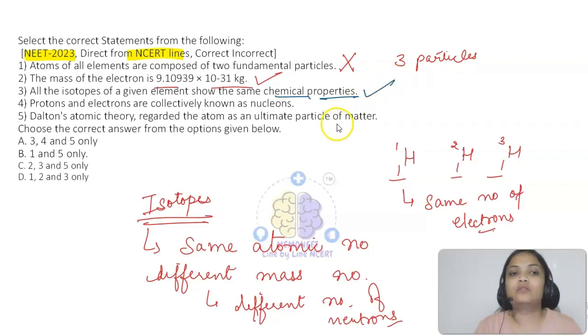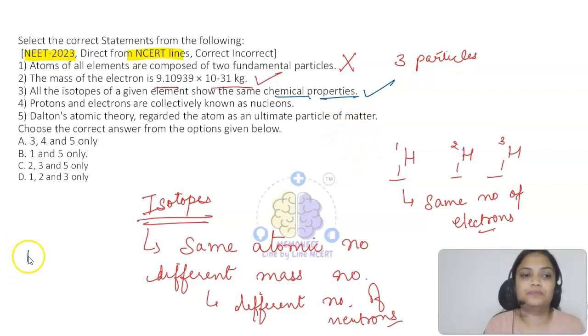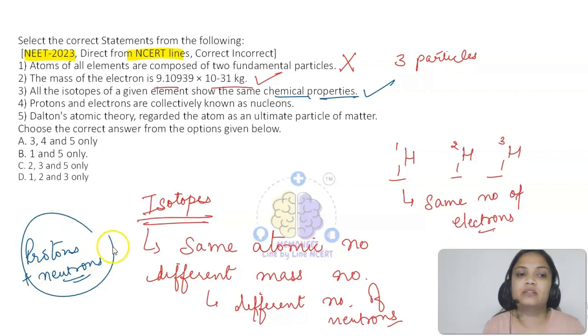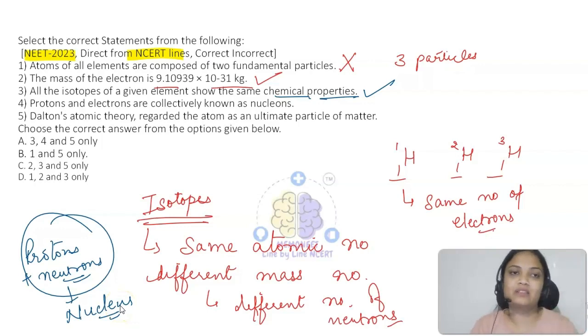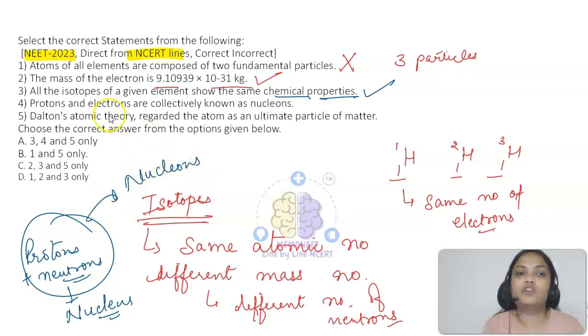And now if I talk about the atom, the protons plus the neutrons are present in the nucleus of the atom. They make up the nucleus. So protons and neutrons we call nucleons. So it's not electrons, it is neutrons. So this is also wrong.